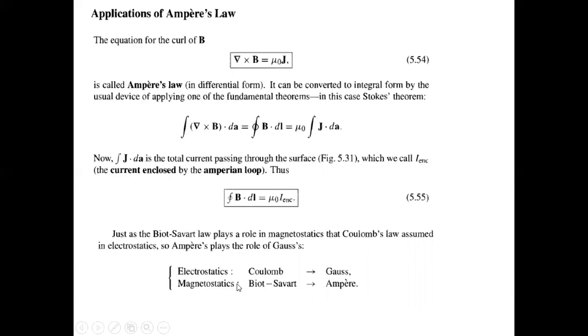So in electrostatics, Coulomb's law can be calculated from Gauss's law and vice versa. Here also, Biot-Savart can be derived from Ampere's law, or Ampere's law can be derived from the Biot-Savart law. So this seems to be a pretty interesting problem to try, which I discussed already in the earlier slides.